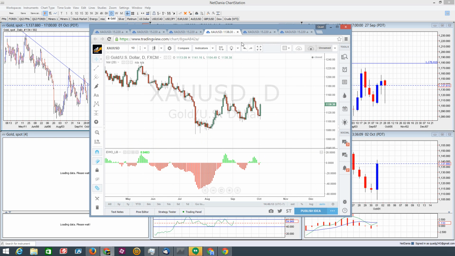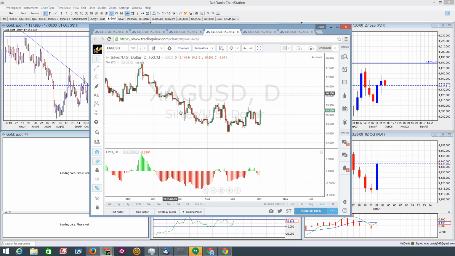Why do I have gold here? I don't want gold here. Oh, that's what it was. I was setting up the EWO for silver, and just needed to turn that over. So anyway, the EWO for silver is also very neutral, parking right next to the 0 line.